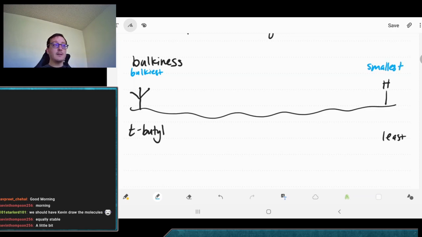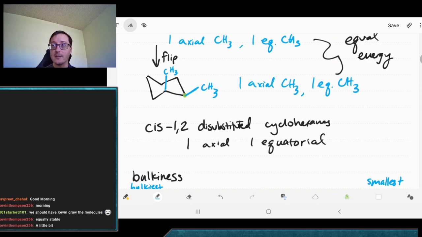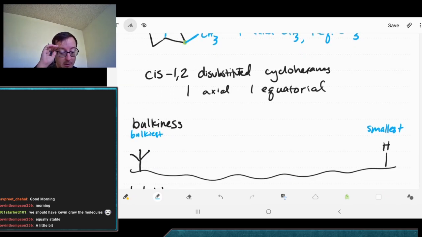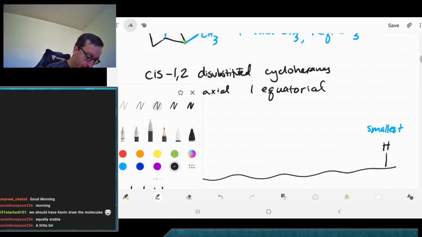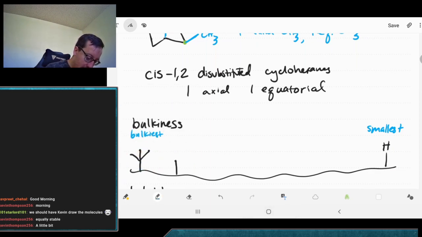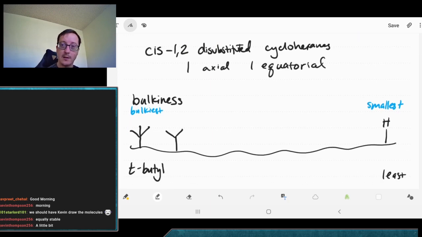Because sometimes in this case we had dimethylcyclohexane, right? They were the same group. But if one of those was an isopropyl group, we're going to see that that's going to be more bulky than a methyl group, so we need that isopropyl group to be equatorial. And so we'll see what those are going to look like. After that comes our dear friend isopropyl. So a T-butyl group is our kind of biggest bulk. Then we'll have isopropyl substituents.